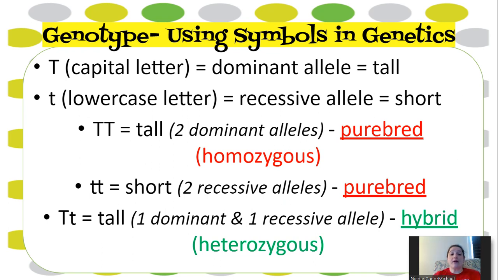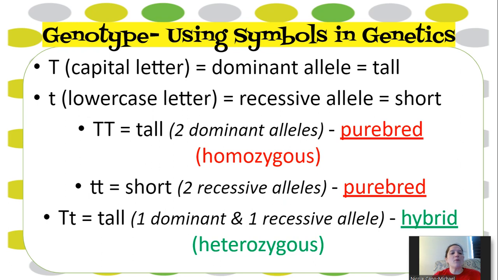Again, lowercase, lowercase, short, short, two recessive alleles. Still homozygous, still purebred, but now we have a homozygous or a purebred recessive plant. So that is where we're going to see the short, because again, the only time I'm going to see short is if it's both homozygous recessive.